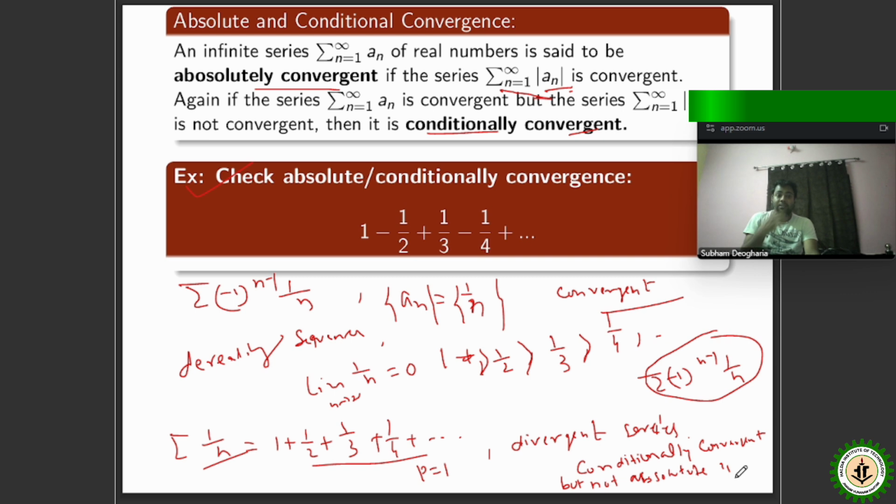Why not absolutely convergent? Because here the series of mod a_n is not convergent. If the series of mod a_n were convergent, it would be absolutely convergent. So that's why it is a divergent series, not convergent, and because of this, it is a conditionally convergent series but not an absolutely convergent series.